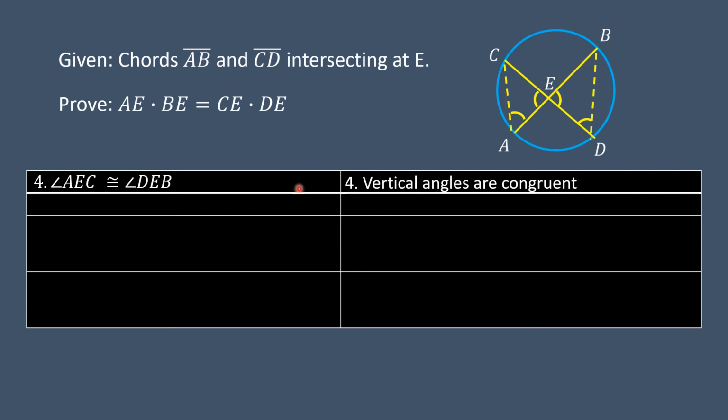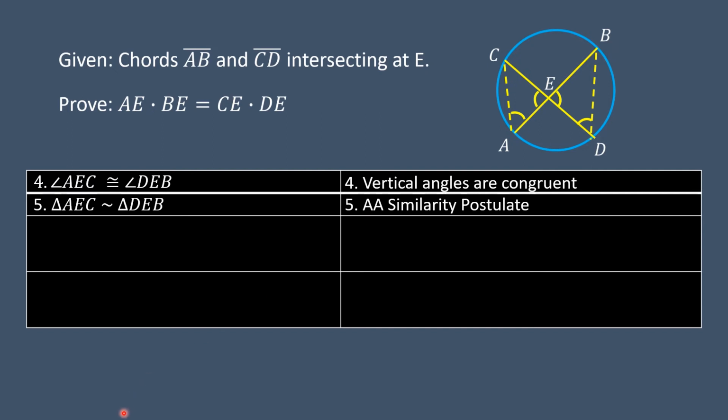So we can say that triangle AEC is similar to triangle DEB. So for our next statement, we write triangle AEC is similar to triangle DEB. And the reason is the AA similarity postulate. AA here means angle, angle.